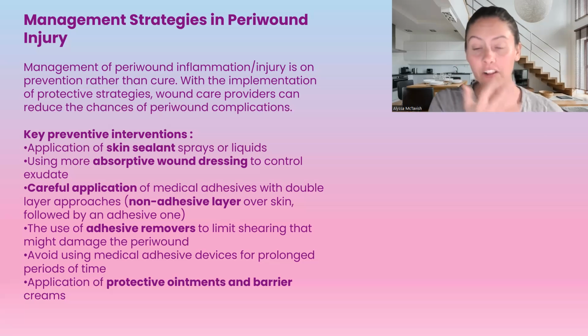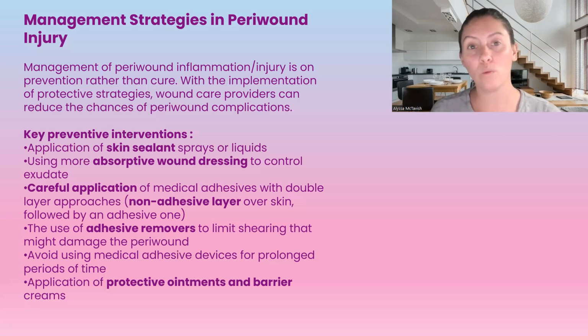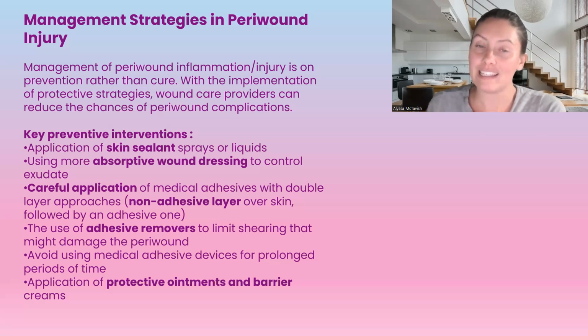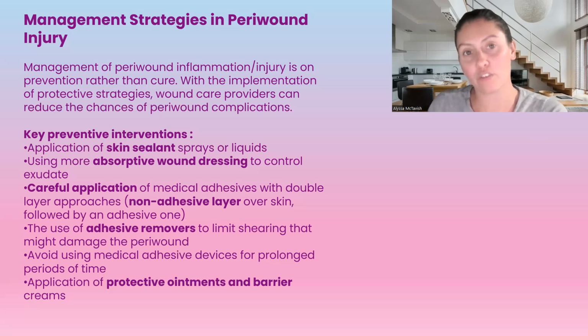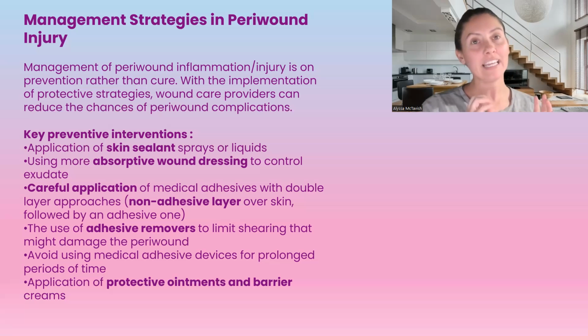Just careful application. So if somebody has that very fragile skin, make sure that we're using a non-adhesive layer where that peri-wound is. So at least the 4 centimeters around the wound should be protected by a non-adhesive layer. You can put an adhesive over that that stretches out beyond, but protect that peri-wound tissue. Okay. We always have to be protecting the peri-wound because that tissue is most at risk for breakdown, and that means that wound will get larger.